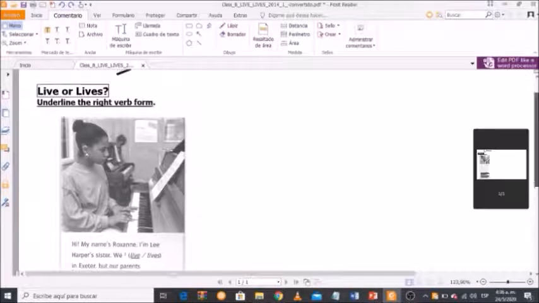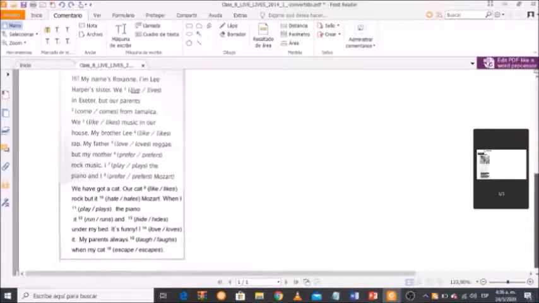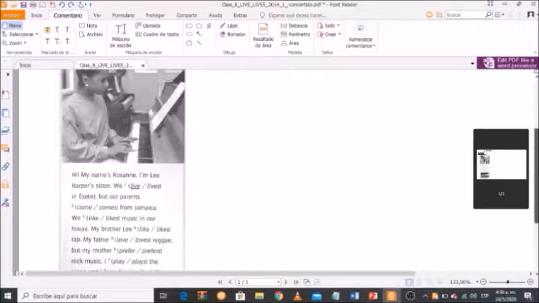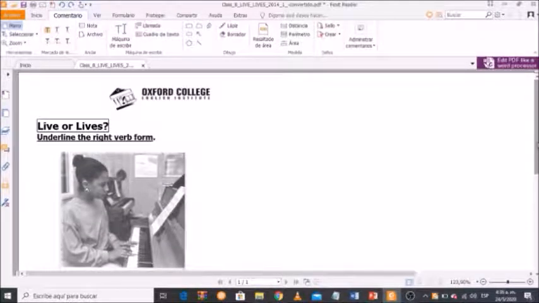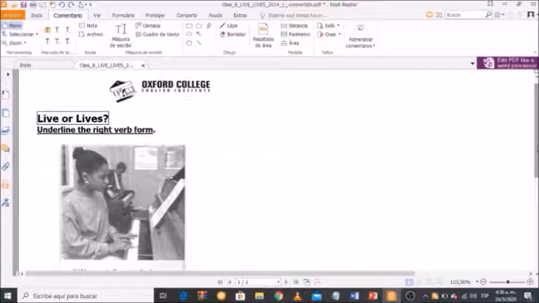Okay, so this is the handout, and there is only one exercise in this handout. Okay, so let's do it. The title is Live or Leaves. And I want you to pay attention here. It says Live or Leaves.